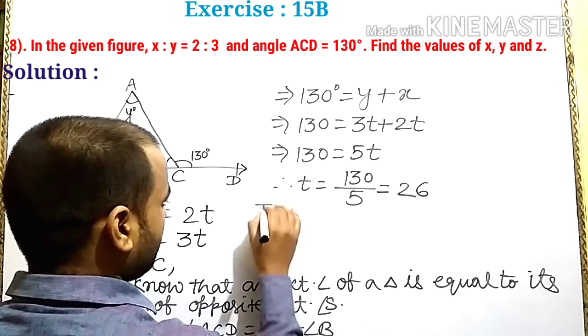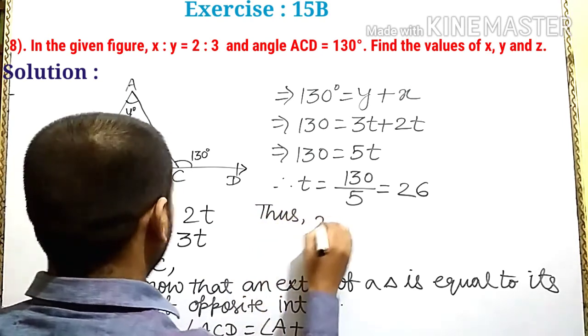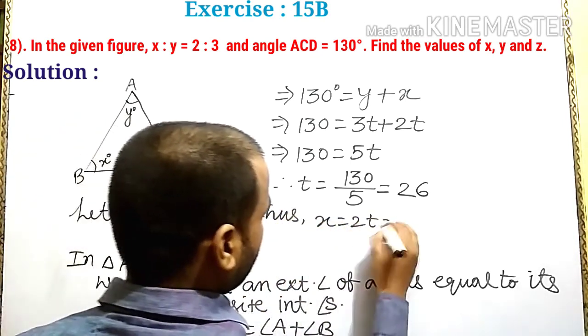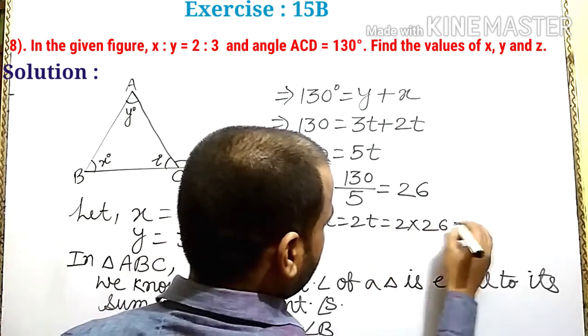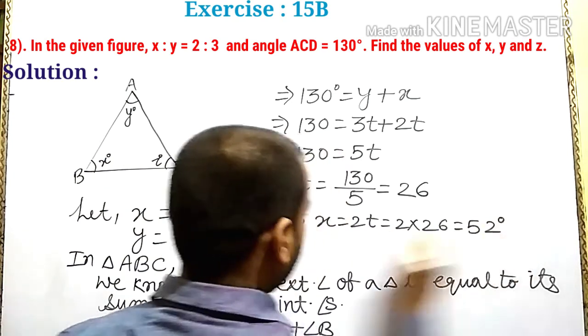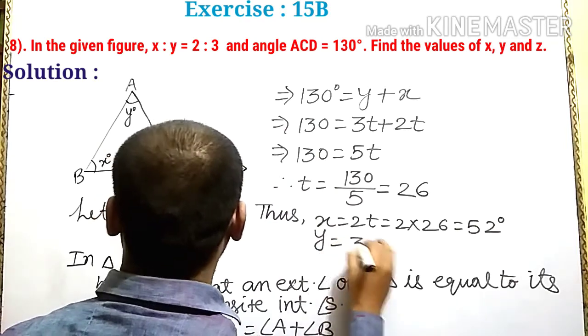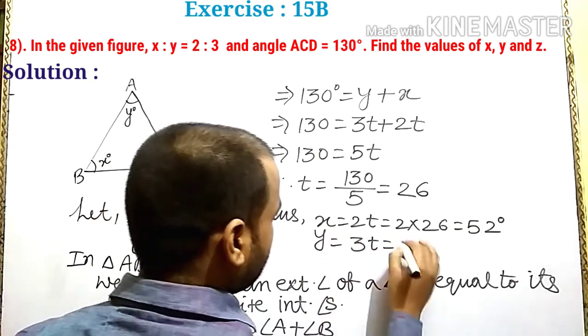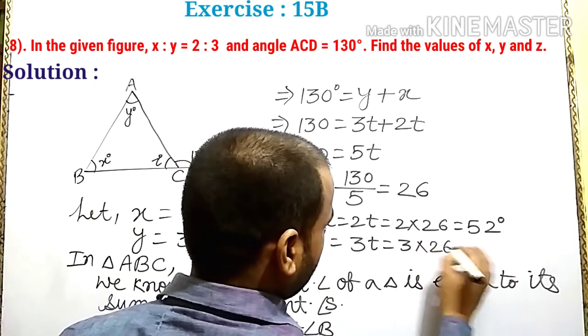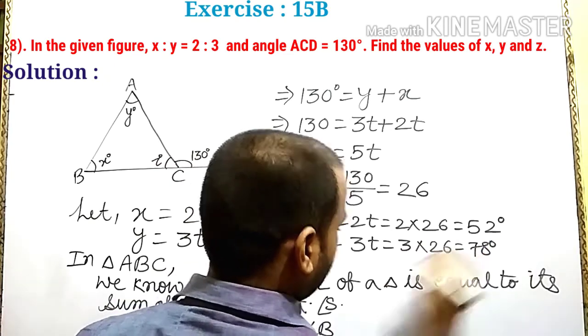So thus x is equal to 2t, means 2 into 26 is equal to 52 degree. y is equal to 3t, means 3 into 26 is equal to 78 degree.